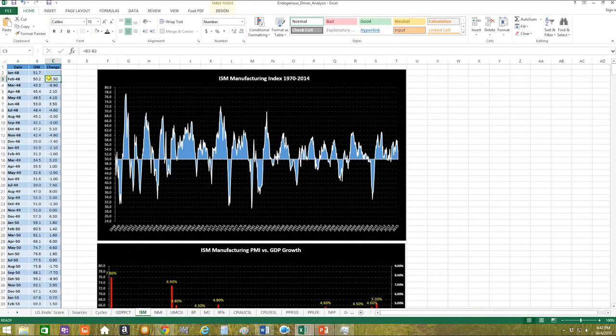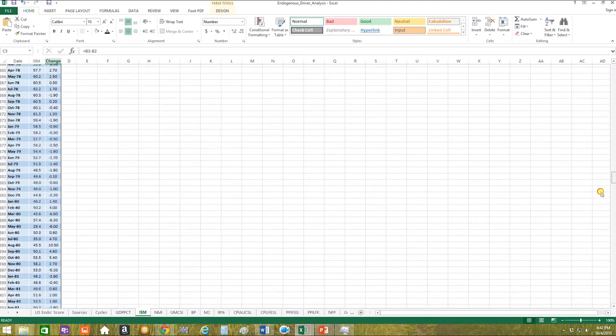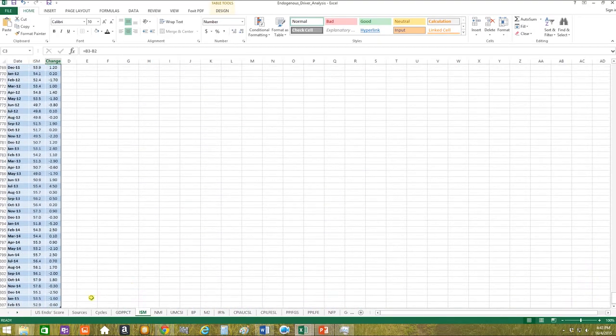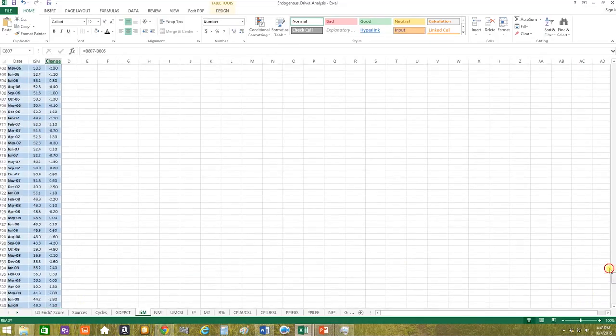Once you download the data, all you have to do is stick it in the sheet and work out the percentage change. Sorry, the nominal change. And the nominal change is the amount of points that the ISM has changed on a month-to-month basis, going back all the way to 1948. And if we scroll all the way down, we can see that it goes up to February 2015.